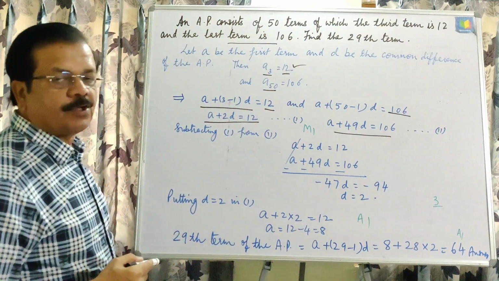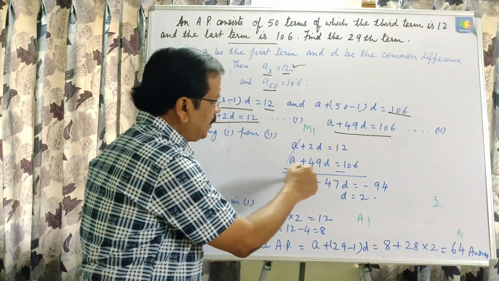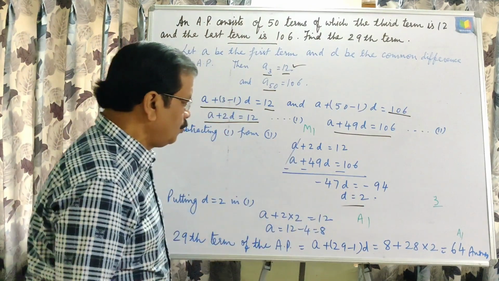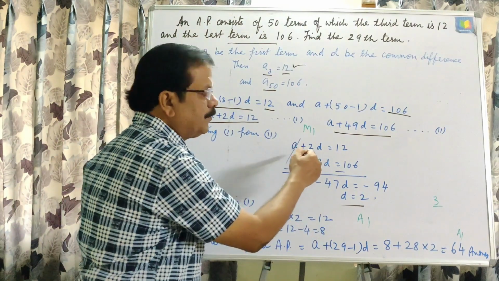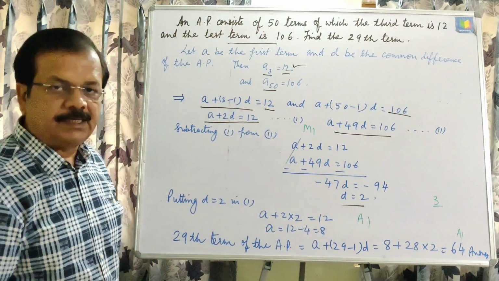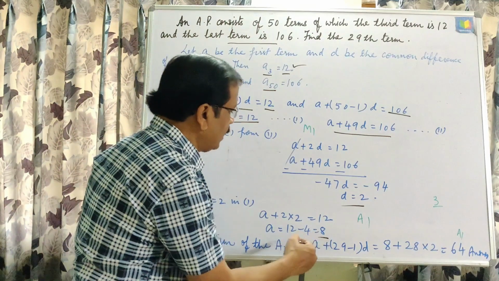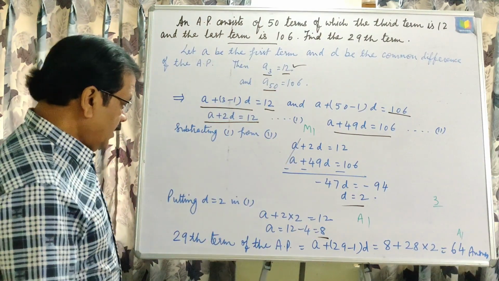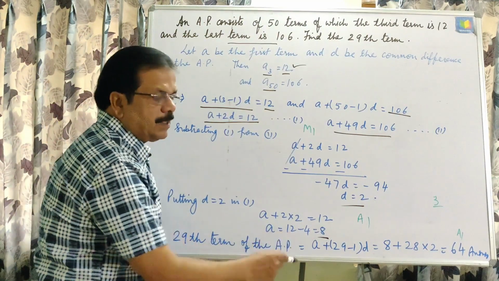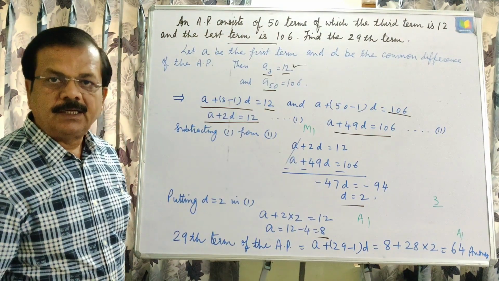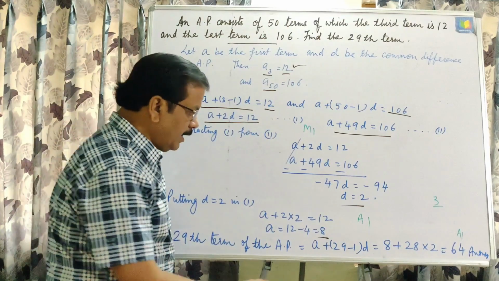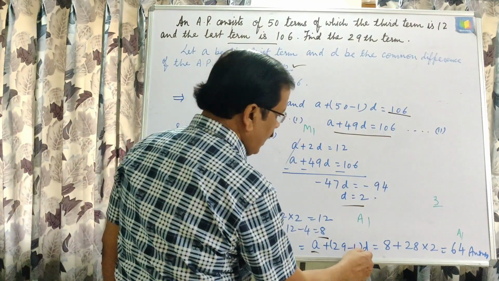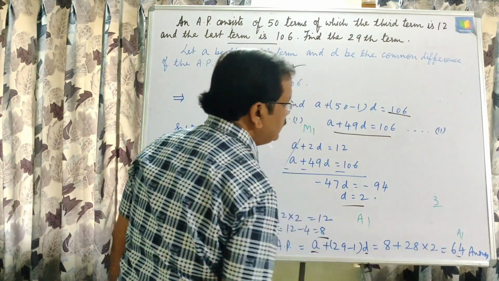Then solving these two equations, by subtracting, we are getting D is equal to 2, and substituting this value of D in any one of these, we can get the value of A. Ultimately, we have to find the 29th term. For the 29th term, A plus 29 minus 1 into D, and this way substituting the values of A and D, we are getting 64.